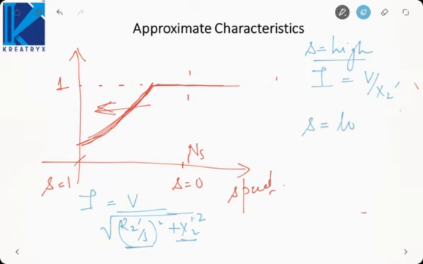For low slip, that is under running condition, R2 dash by S will be much higher than X2 dash, so I will be equal to Vs by R2 dash. So current is proportional to slip under low slip condition. But under high slip, current is constant. So it will be constant like this, and then it will reduce. Okay, this will be your rotor current.